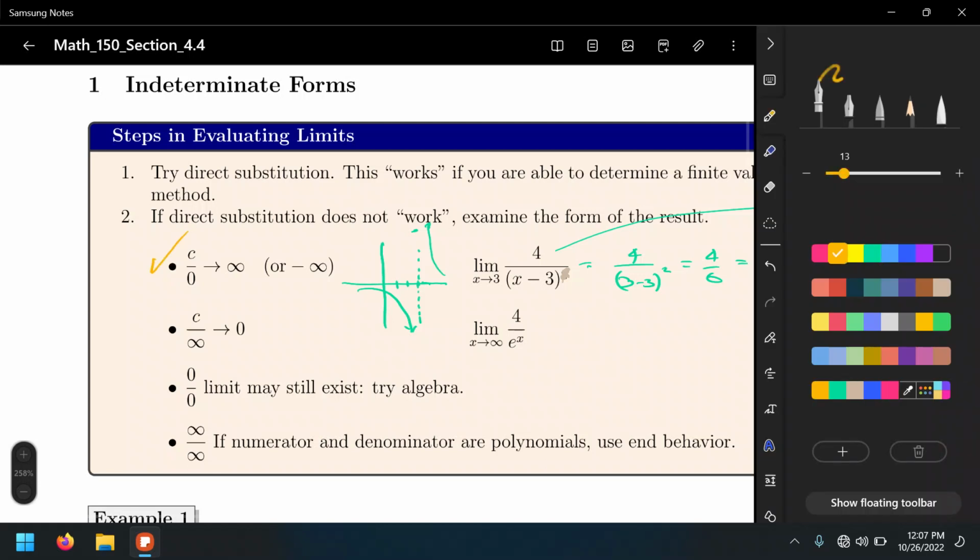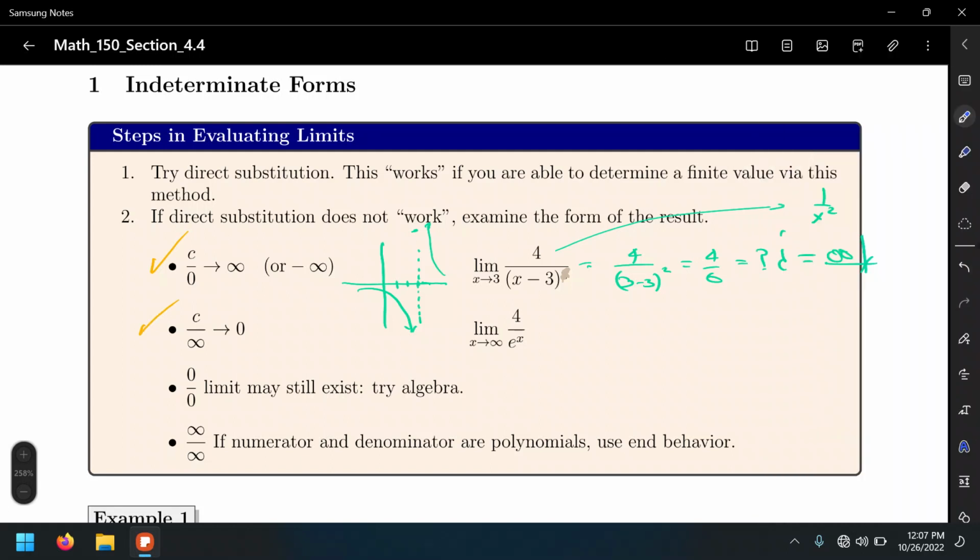Second case. A number over infinity, I mean 5 over infinity, 1 over infinity, 99 over infinity, 75 million over infinity. It doesn't matter what number over infinity, that equals 0. And as an example, what do we have? Limit of 4 over e to the x as x approaches infinity. In this case, 4 over e to the infinity, but e to the infinity is simply infinity. And divide a number by infinity, what's that? 0, alright? So that's the second case.